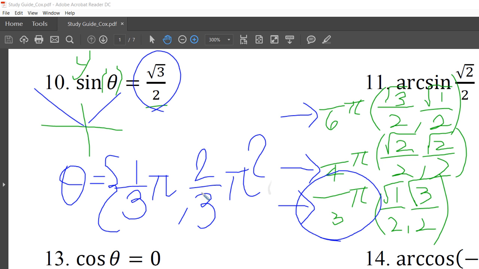And remember how we distinguished our answers? We said that since this question is asking for theta, and your question doesn't have pi, your answers need to be in pi's. Let's continue on.